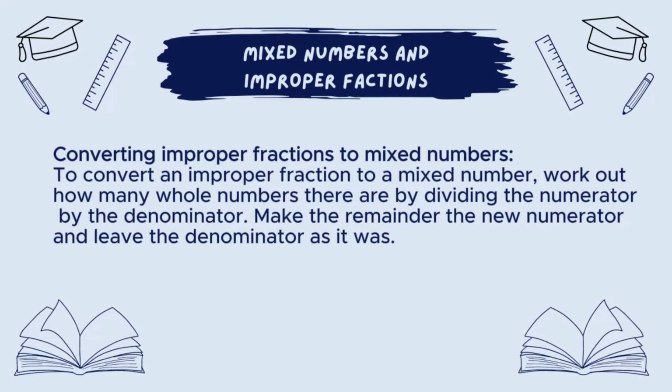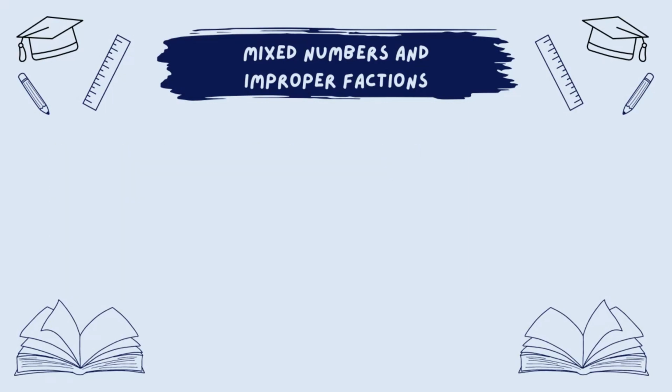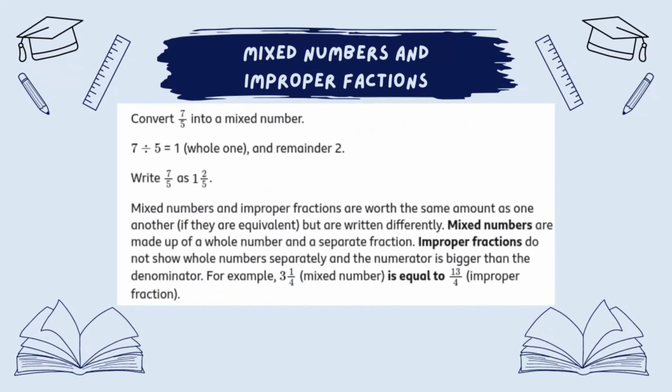Converting improper fractions to mixed numbers. To convert an improper fraction to a mixed number, work out how many whole numbers there are by dividing the numerator by the denominator. Make the remainder the new numerator and leave the denominator as it was. Convert 7 over 5 into a mixed number. 7 divided by 5 equals 1 whole and remainder 2. Write 7 over 5 as 1 and 2 over 5.